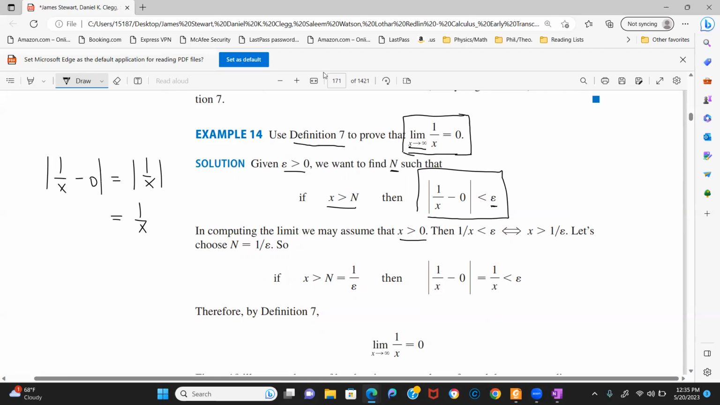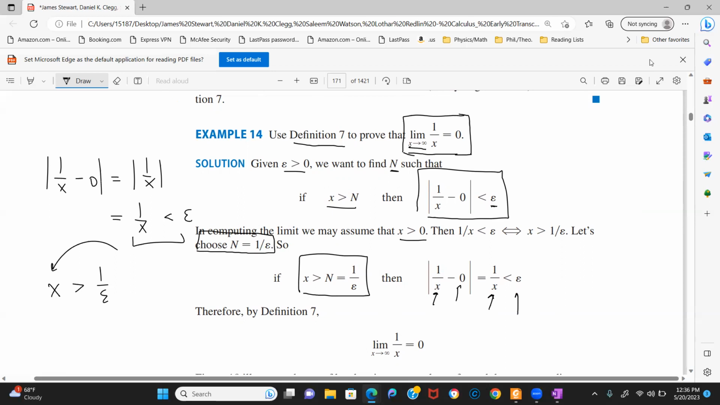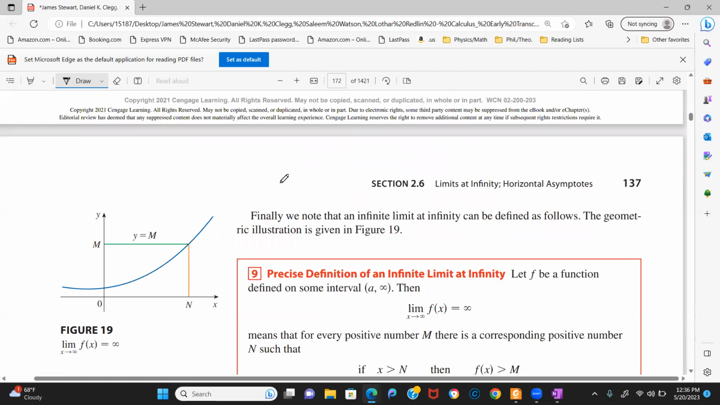And so we want this to be less than epsilon. If you flip things around, that says x is greater than 1 over epsilon. That suggests to us that N should be 1 over epsilon. That's how we should choose it, and it's the right choice. Because if you assume that x is greater than N, which is equal to 1 over epsilon, then the absolute value of 1 over x minus 0, which is equal to 1 over x, is going to be less than epsilon by construction. So that's how you prove it by definition. All right, I think that's it.